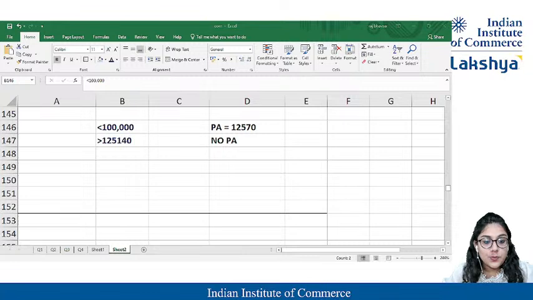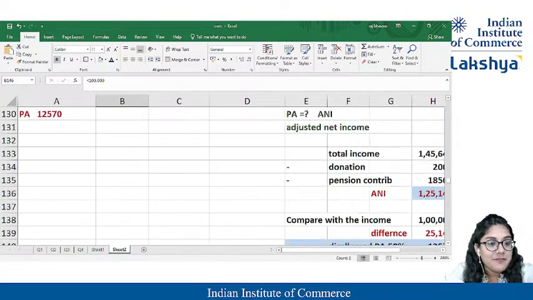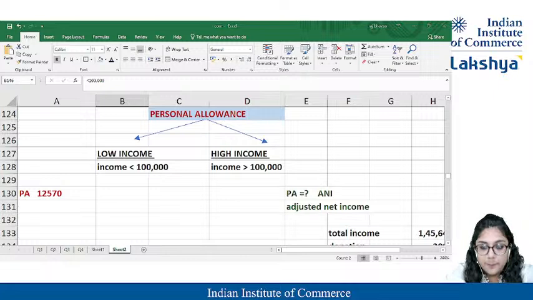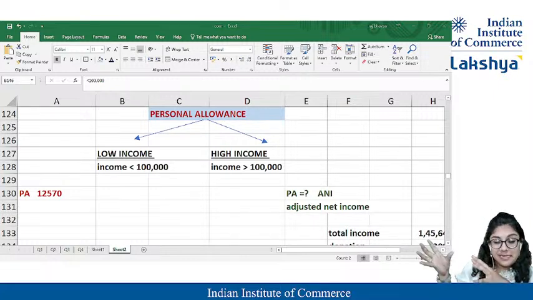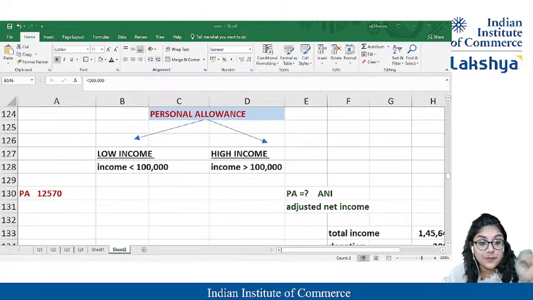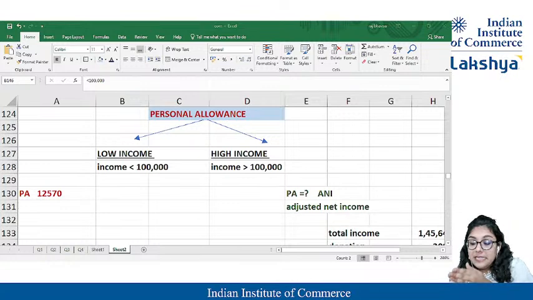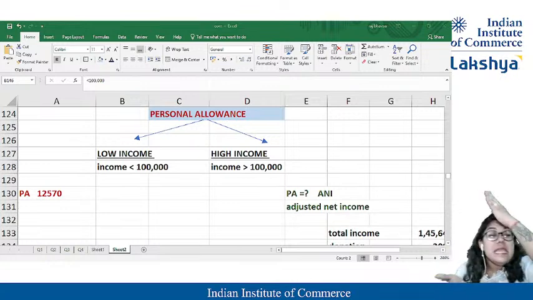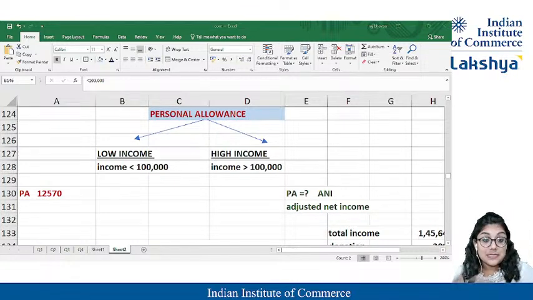If you didn't understand it, you can just rewind my class and check it once, and you'll understand, because I have not changed the figures or created anything else. Less than 1 lakh, full allowed. More than 1 lakh, check the difference, take 50% as disallowed, and get the allowed value. But when my income goes beyond 125,140, you will never get a PA, because it is more than the limit of that 50% also.